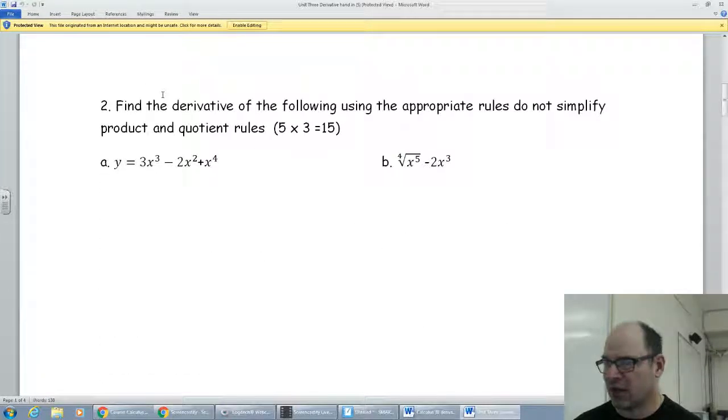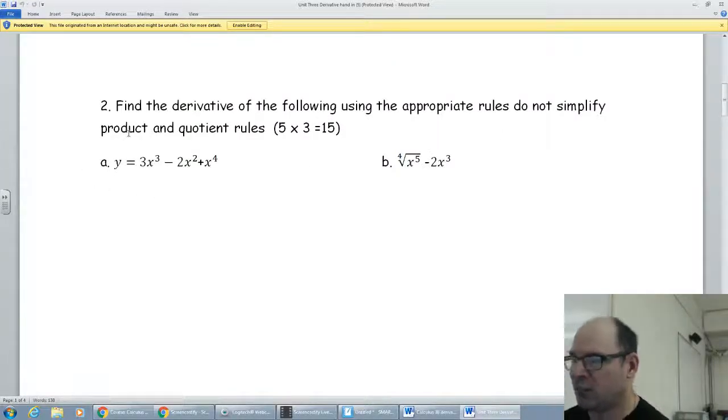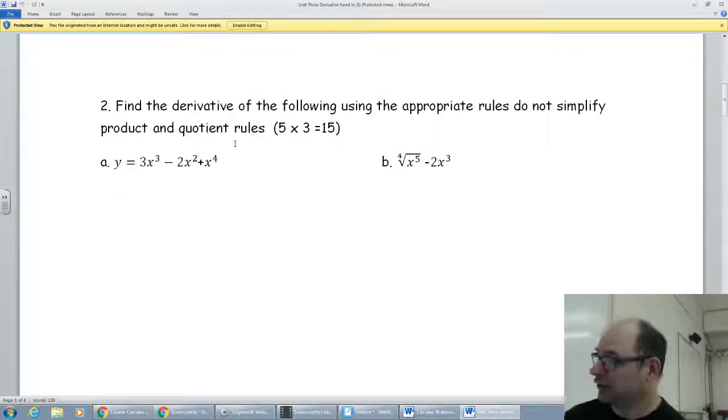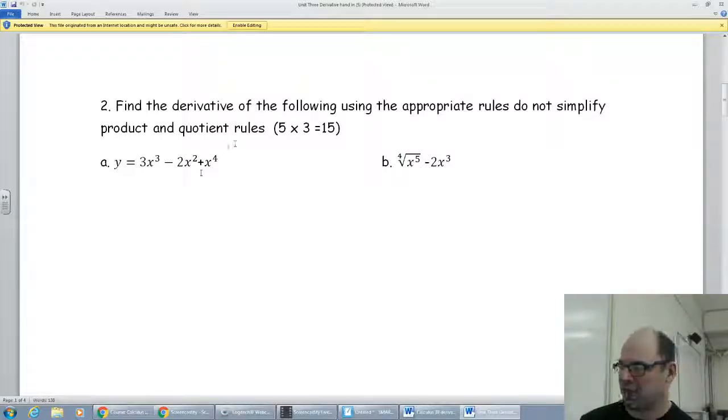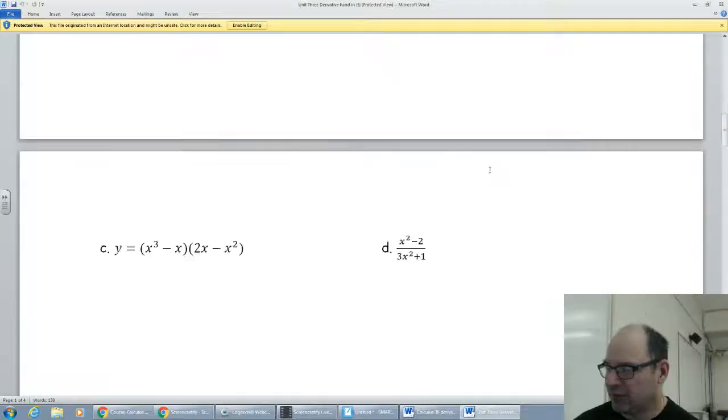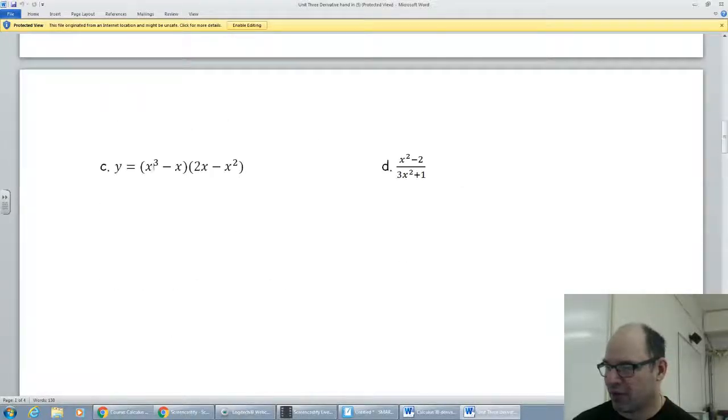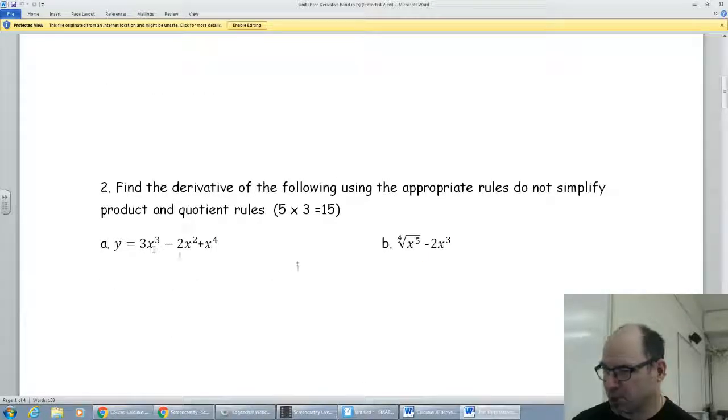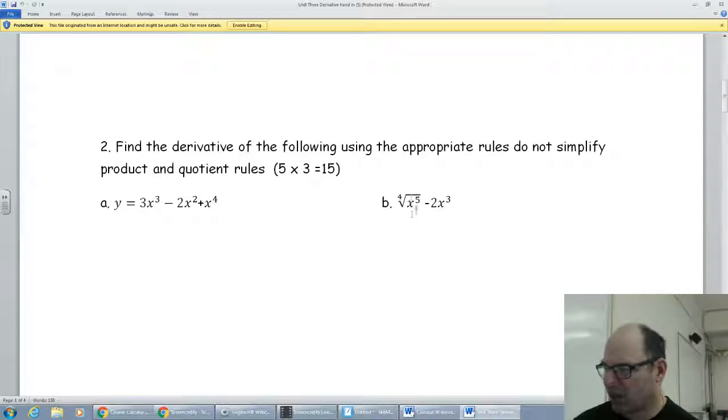Okay, the rest of it says using derivative formula, using the appropriate rules, do not simplify product and quotient rules. So you just leave them written out with the first step. So there we have that one. So you got 5 of them. Okay, this one here, obviously that's a power rule. Another power rule where you have to rewrite this as a thing.